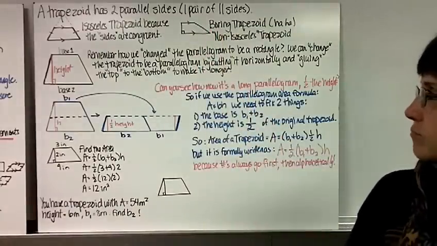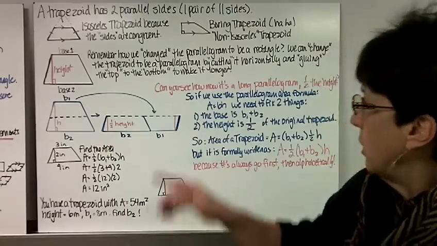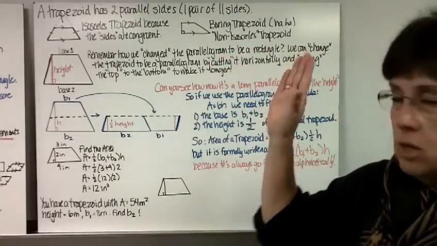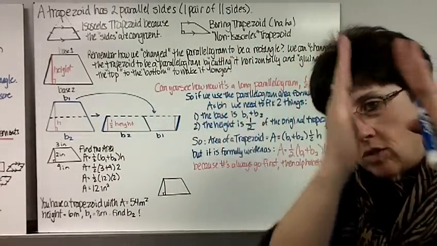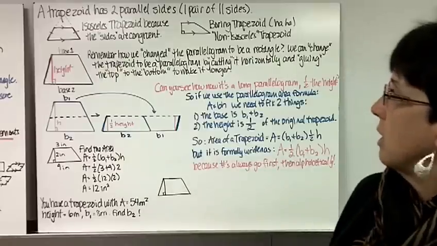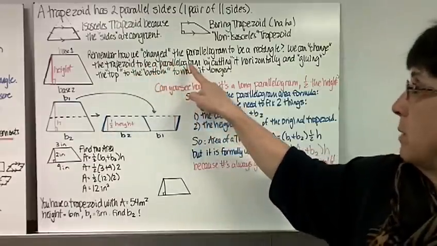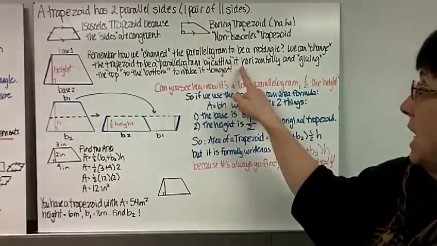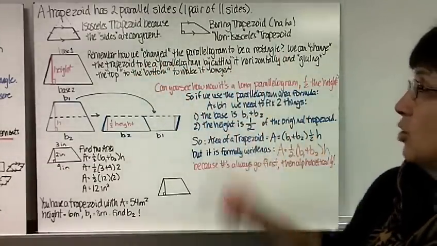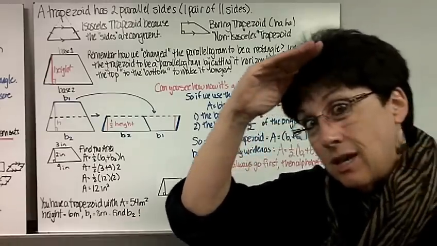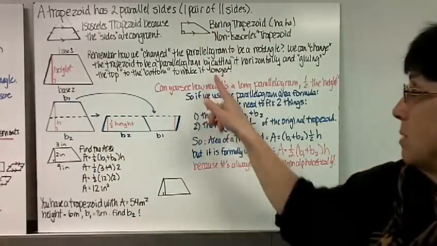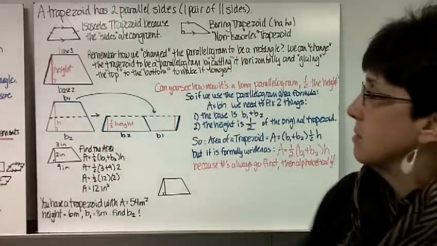All right. Remember how we changed the parallelogram to be a rectangle? We said it's pushed over, so we cut off a triangle and put it on the other side. Well, we can change a trapezoid to be a parallelogram by cutting it horizontally and gluing the top side down to the bottom side to make it longer. So let's look at this.